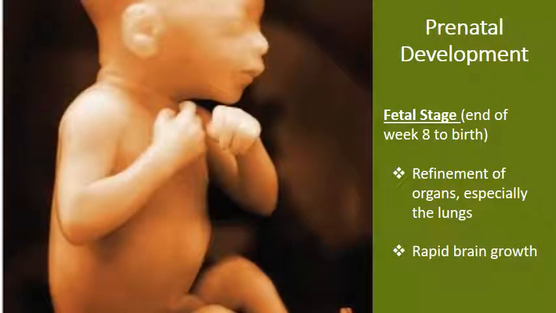The third and final stage of prenatal development is called the fetal stage. This stage starts at the end of week 8 and continues until birth, so lasting about 7 months. During this stage, maturation and major organization of the organs and nervous system are occurring, especially those organs that are essential to survival outside of the womb. So this includes the lungs and the brain.